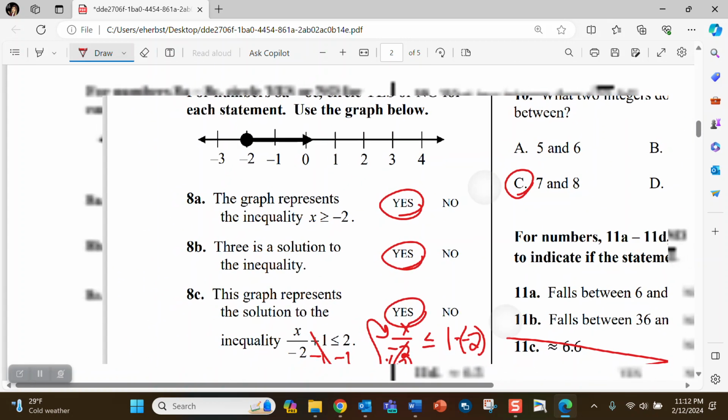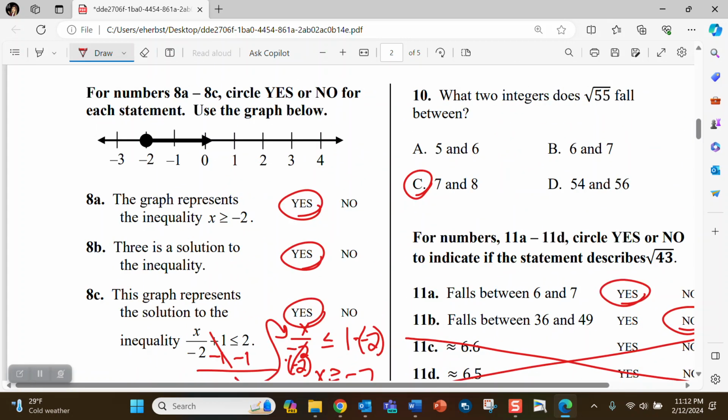Question 8 is asking you to use that number line graph and state whether the statements are true or false, or say yes or no if they're true. So I have yes for all 3 of them. That is x is greater than or equal to -2. It's a closed circle and it's shading to the right. 3 is a solution. If we were to extend this, remember that arrow means that this does go on forever in that direction. So 3 is certainly included in that.